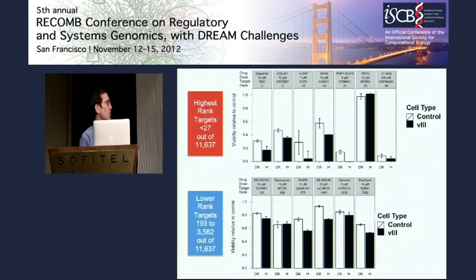And so on the top here, I show you data for the highest ranked of our targets, the ones that are very tightly in our network. At the bottom, we've taken lower ranked targets.